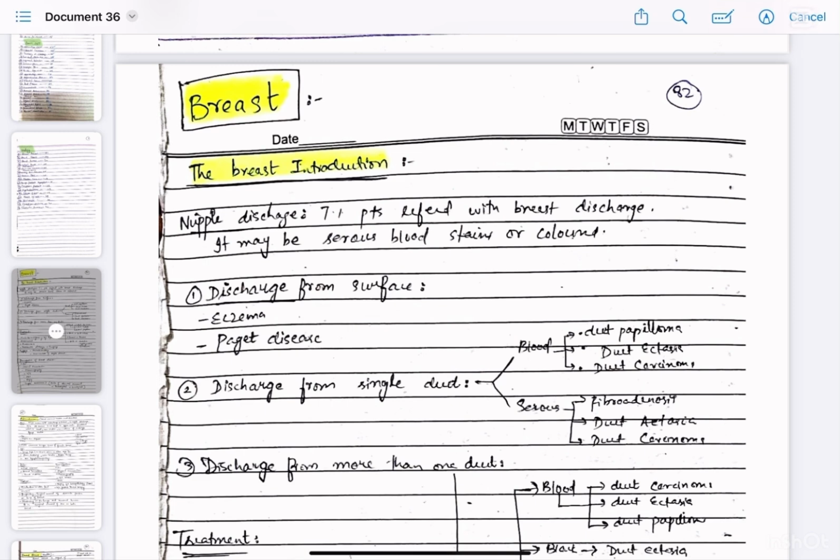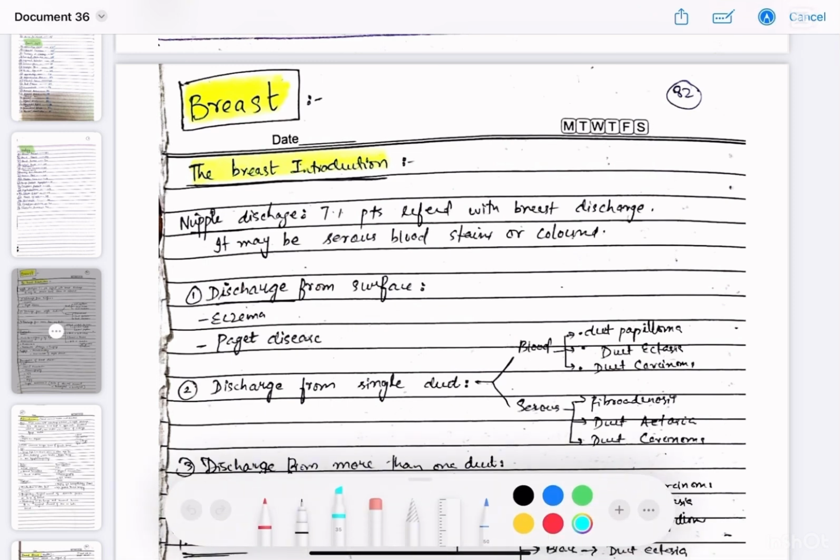Okay. So first of all, the introduction of breast. Nipple discharge. 7% of patients are referred with breast discharge. It may be serious, blood, stains or colored. Discharge is one of the most common disorders in breast, and 7% of the patients are referred with breast discharge.